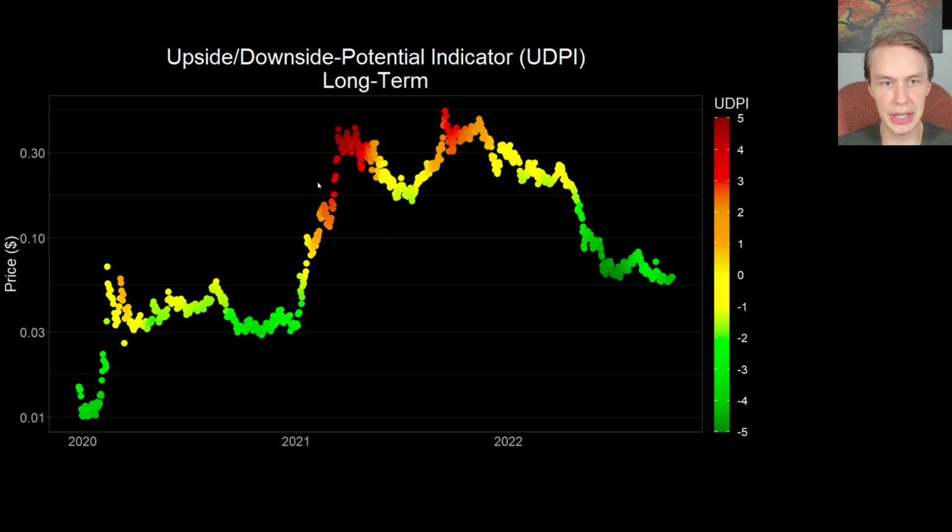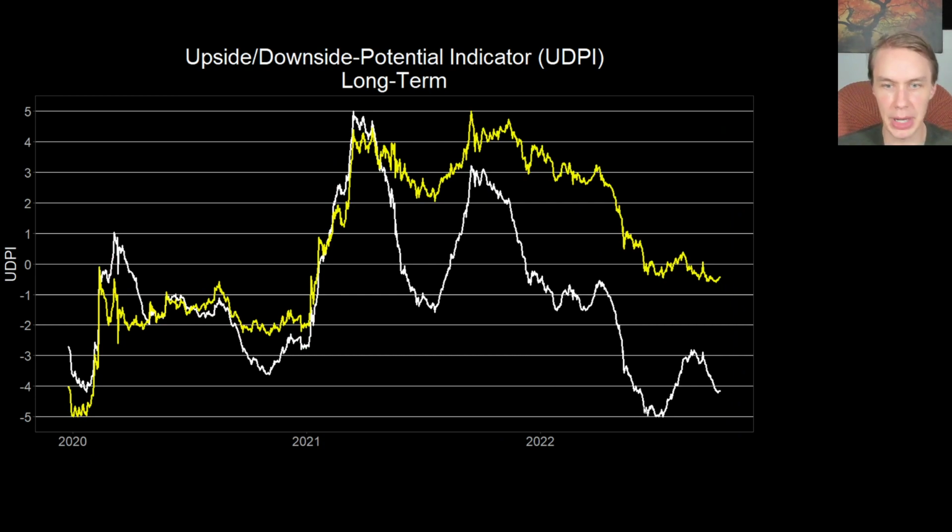And so what we can see is that overall, I'm showing the long-term version of the model. This cares about moves that play out over months. Higher values are higher risk, getting up towards 5. Lower values, lower risk, getting down towards -5. And you see the UDPI does a great job of quantifying risk, right? Low risk, high risk, low risk, high risk. And then we're down, as you can see now, back in a low risk zone. And that's where we've been for a little while.